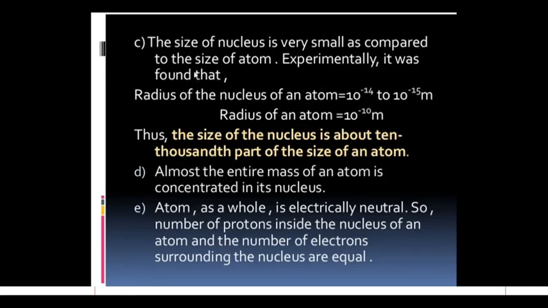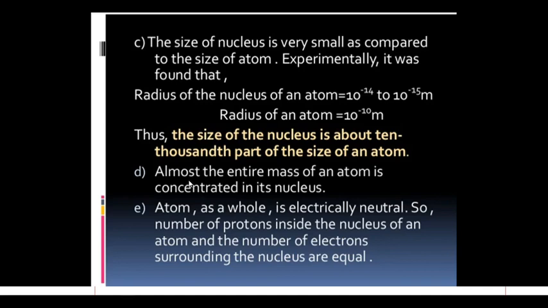And the third point is the size of the nucleus is very small as compared to the size of the atom. Here we can see that the radius of the nucleus ranges from 10^-14 to 10^-15 meter, whereas the radius of an atom is 10^-10 meter. So the size of the nucleus is about 10,000th part of the size of an atom. So the size of the nucleus is very small as compared to the size of the atom.